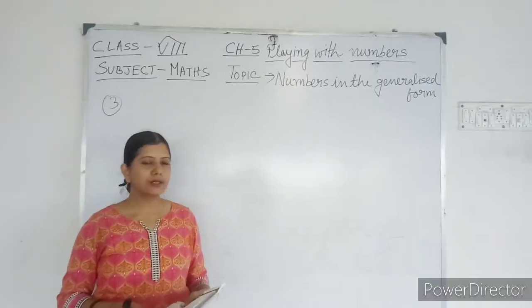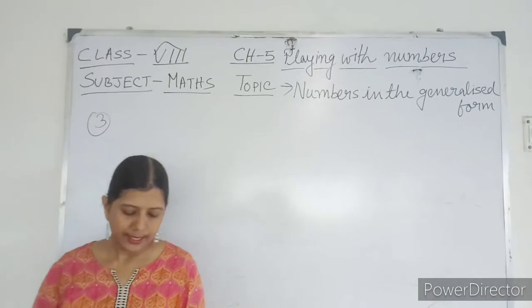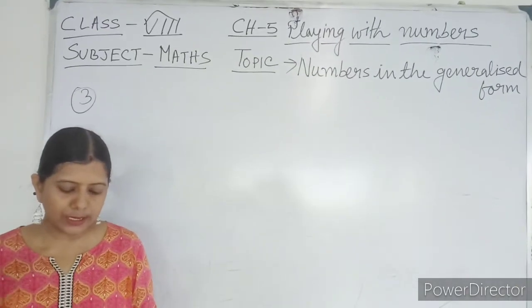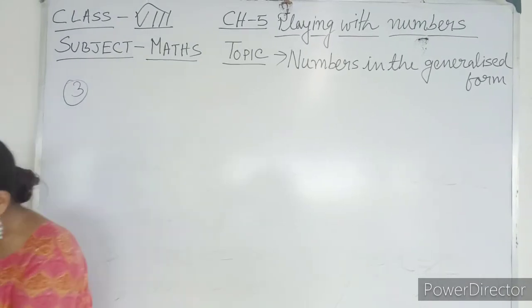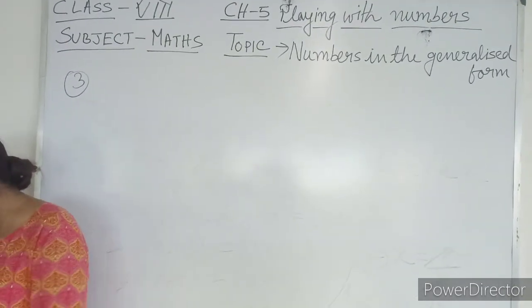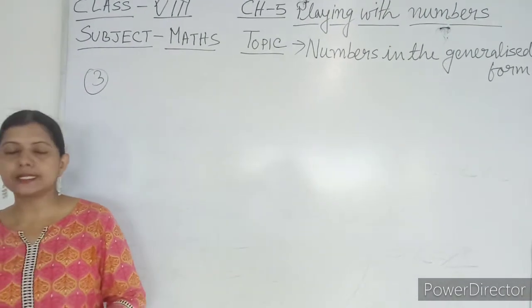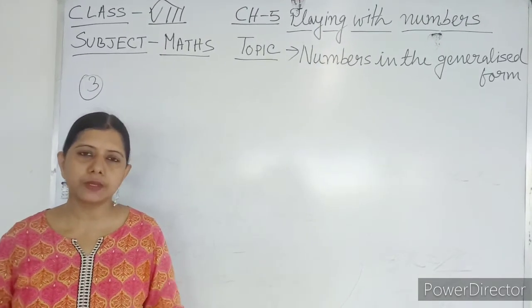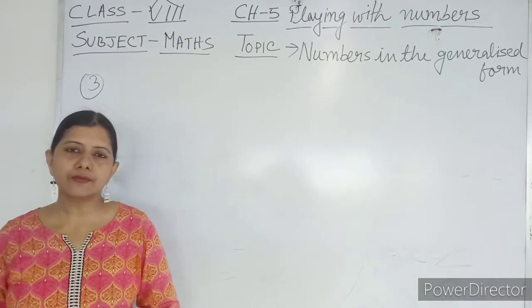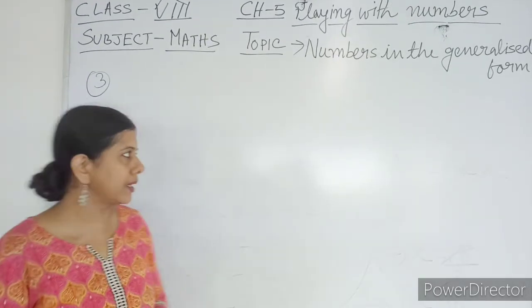I am going to start question number 3. According to this question, a 2-digit number is 3 more than 4 times the sum of its digits. And if 18 is added to the number, the digits are reversed. So the units digit and tens digit, nothing has been given to me. Both I have to assume as x and y.